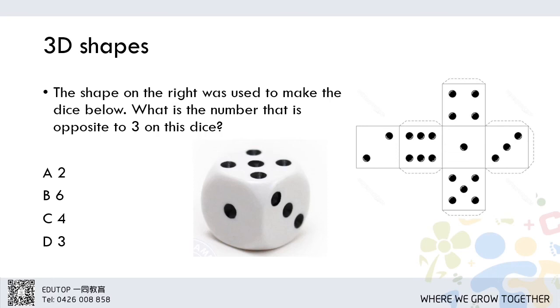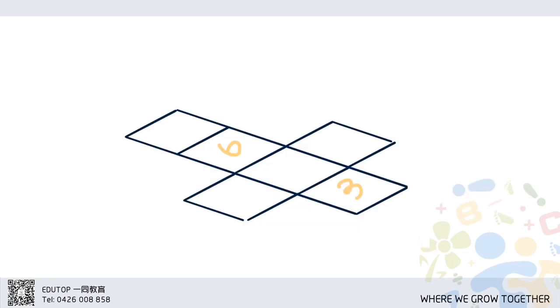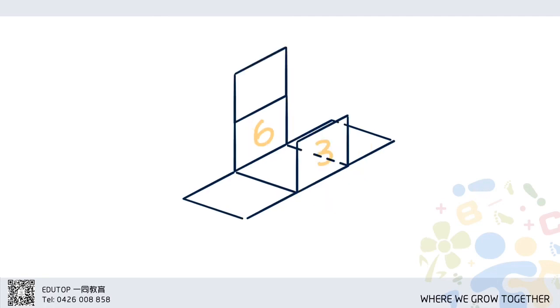Okay, how did you go? So the right answer for the question is 6, and let's see why. Here, I have replaced the 3 dots and 6 dots on the dice with the numbers 3 and 6, just to make things clearer. To see what number is opposite 3, we just need to fold these squares and have a look. Okay, we did it. Now we can see that the number 6 is opposite number 3 indeed. Did you manage to get the right answer?